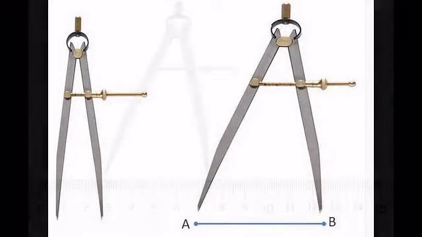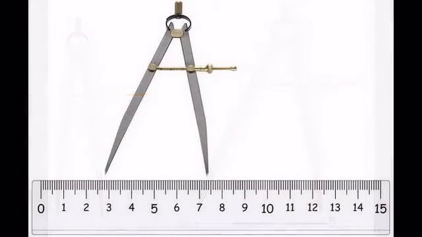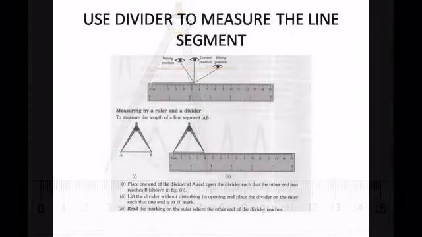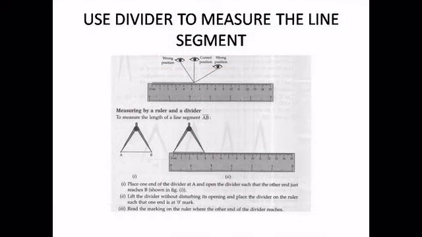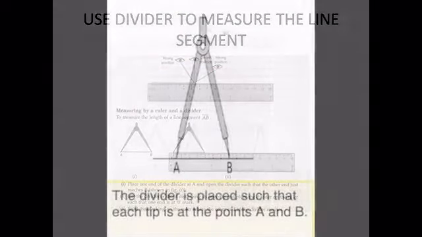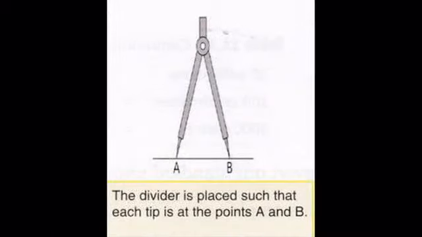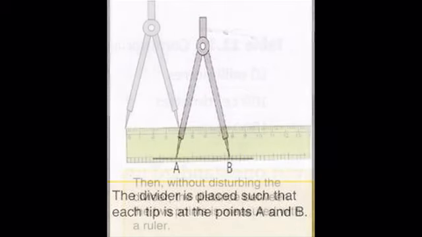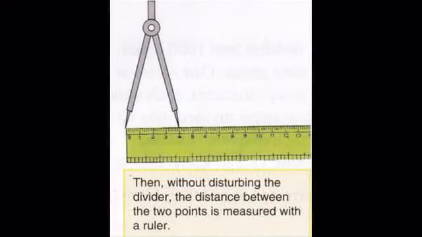To measure the line segment AB using a ruler and a divider, place one end of the divider at A and open the divider such that the other end just reaches B. That is shown in the figure. Lift the divider without disturbing its opening and place it on the ruler, with one end at the 0 mark. Read the marking on the ruler where the other end of the divider reaches. So the students can do many activities finding the length of a given line segment using a ruler and a divider.